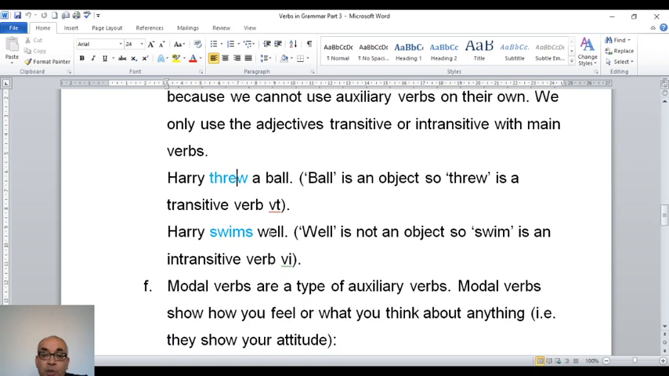Harry swims well. Well is not an object. So swim is an intransitive verb. Intransitive verb. What does it mean? It means it doesn't take an object after it. In a dictionary, they put VI. V means verb, I means intransitive.